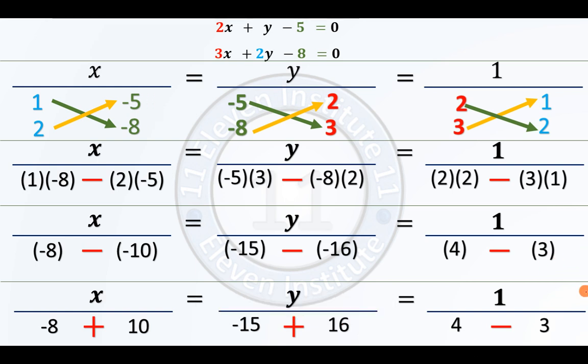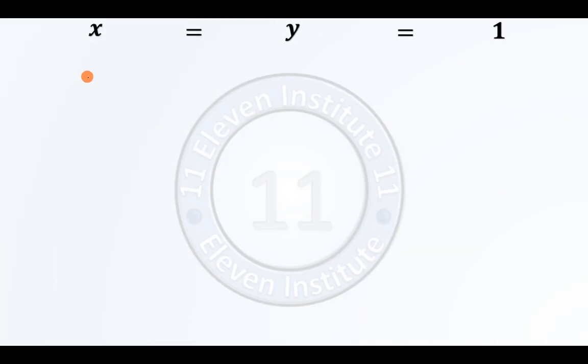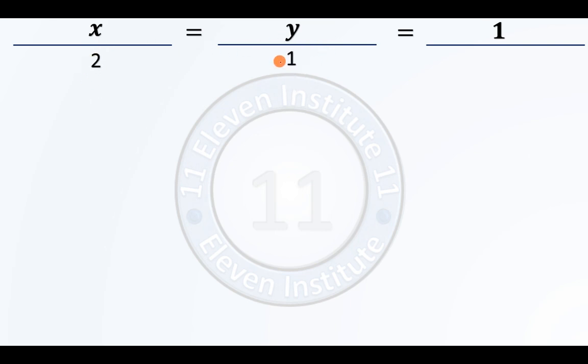Alright, I hope you have written this. Now, before going to the next screen, let us solve this. 10 minus 8 is 2. 16 minus 15 is 1 and 4 minus 3 is also 1. So after this, again we will write x, y and 1 upon, and we will write 10 minus 8 is 2, 16 minus 15 is 1 and 4 minus 3 is also 1.